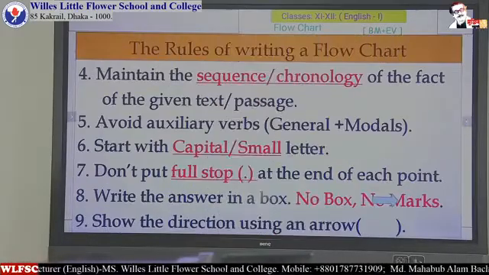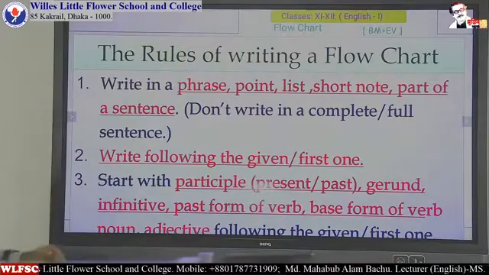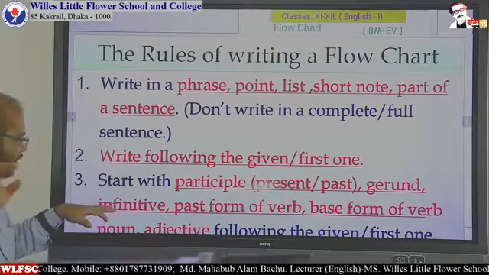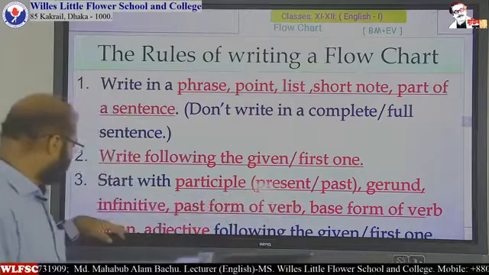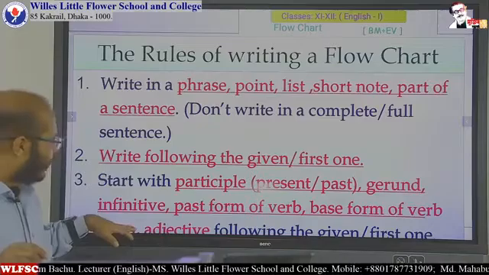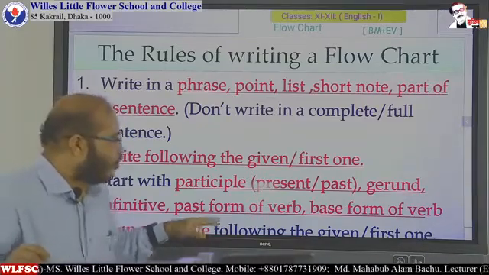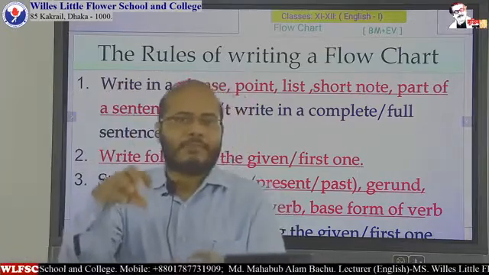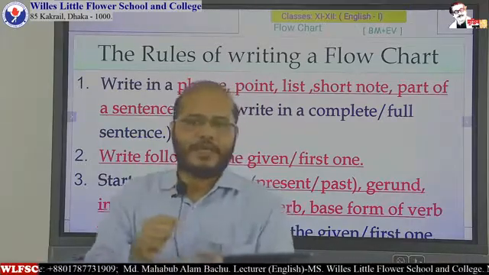Again, come to the rules. Number 3: start with a participle, present or past, gerund, which we have already covered, infinitive, past form of verb, base form of verb, noun, or adjective. Sometimes we have to start our flowchart with a noun form and sometimes with an adjective form, following the given or first one. That means you have to keep in mind that you have to start your flowchart following the first one, the given one.